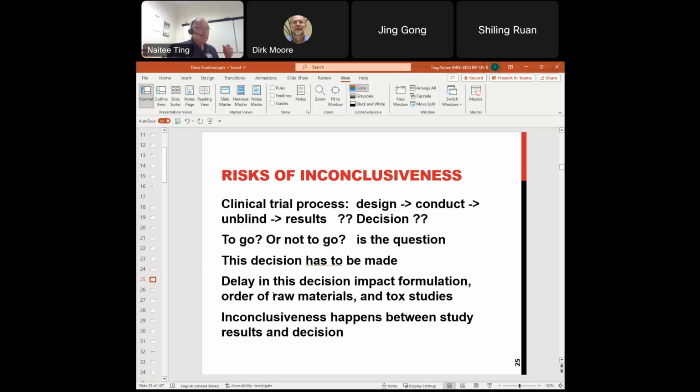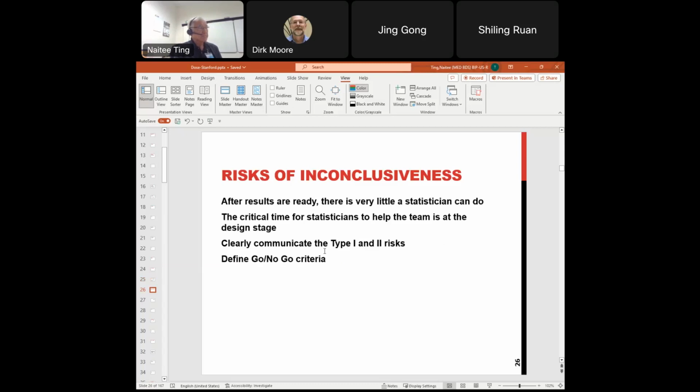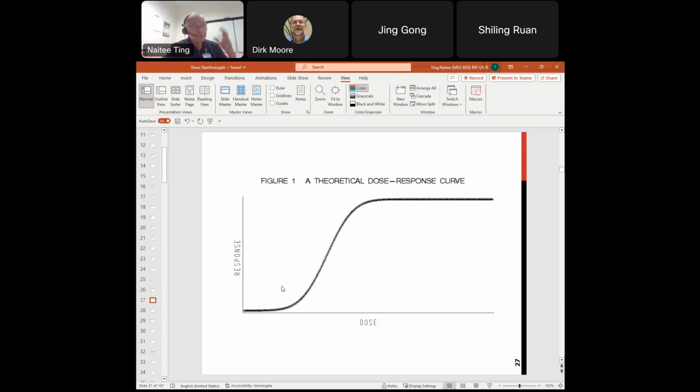Delaying this decision impacts formulation, order of raw materials, tox studies. Inconclusiveness happens between study results and decision. So from here to here, that's inconclusiveness. All right. After results are ready, there's very little a statistician can do. The critical time for a statistician to help the team is at the design stage. So clearly communicate type 1, type 2 risk and define go no go criteria. That's very important. That's where we make our most important contribution. So before unblinding, we're the brain of the team. But after unblinding, I became the pair of hands. Just do this, do that.